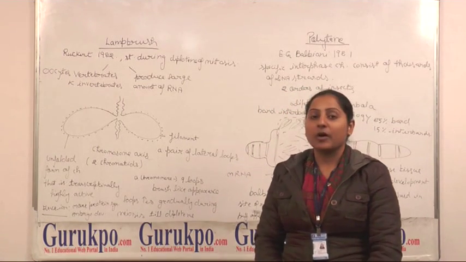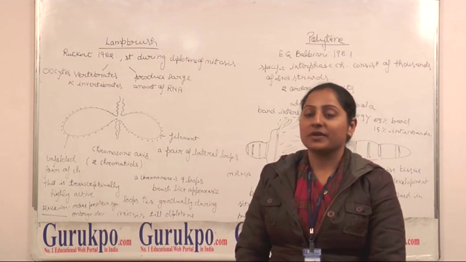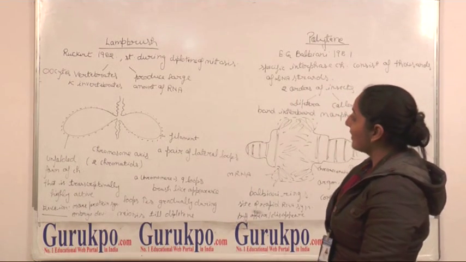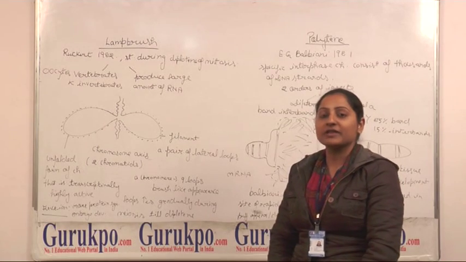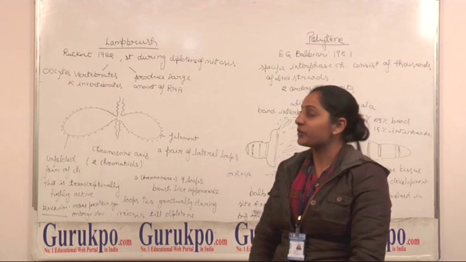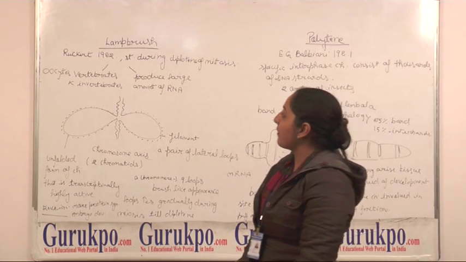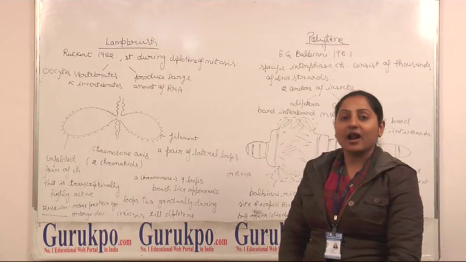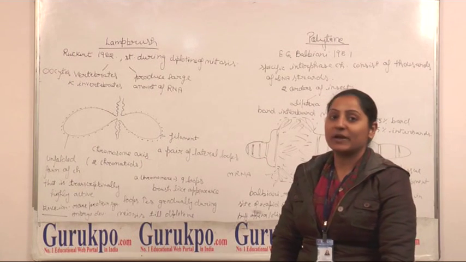I am going to tell you about two giant chromosomes present in organisms. These are Lampbrush chromosomes and polytene chromosomes. So firstly, we will discuss the Lampbrush chromosomes. These were discovered by Rückert in 1892 and they are present during the diplotene stage of meiosis.